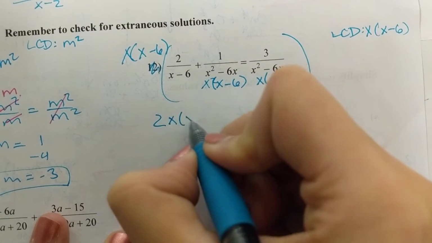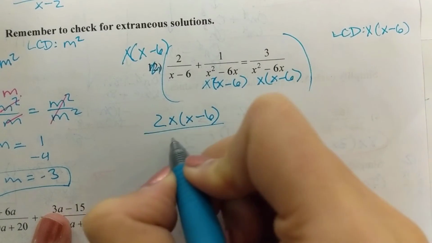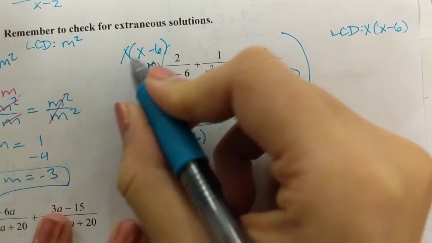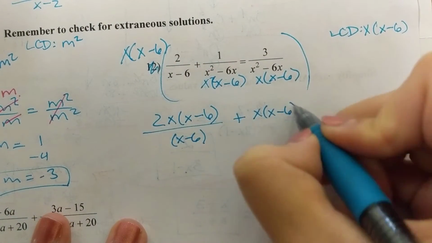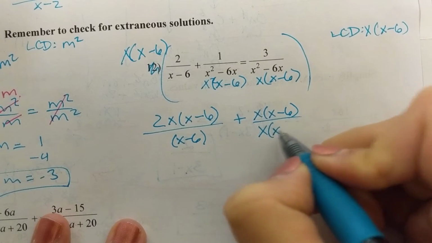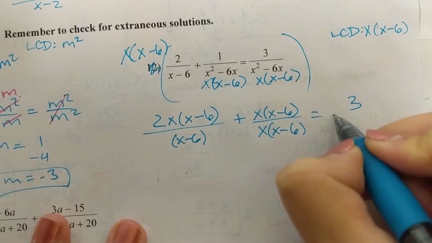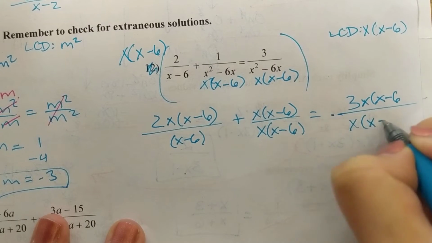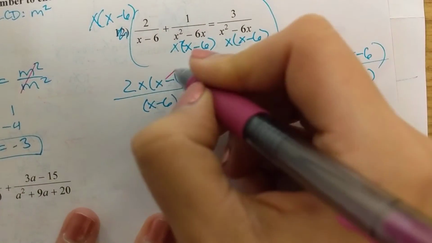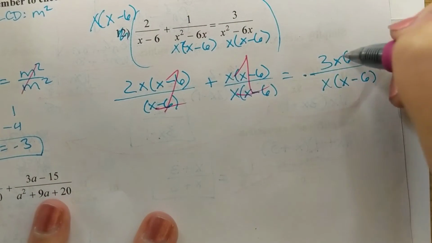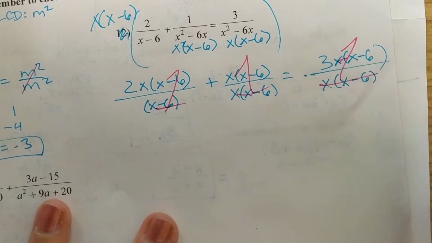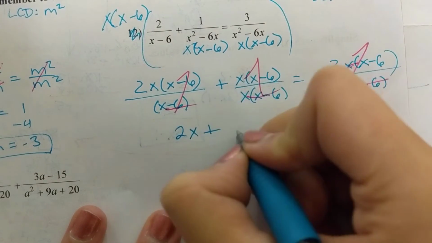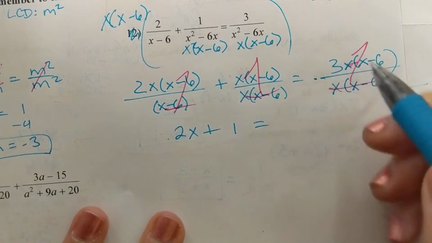2 times x minus 6 over x minus 6, plus x times x minus 6 over x times x minus 6, equals 3 times x minus 6 over x times x minus 6. All right, a lot of these are going to reduce, including that x. All right, so now we have 2x plus 1 equals 3.